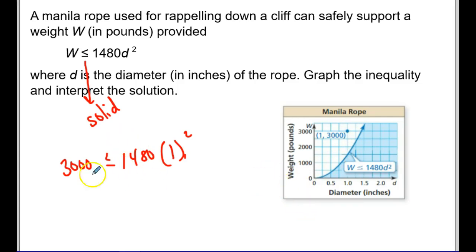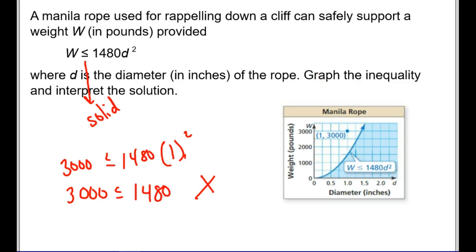Okay, so when I simplify this, I end up with 3,000 is less than or equal to 1480. This is not a true statement, right? Because 3,000 is greater than that. So I know I shade on the part that does not include this point. Since this point that I picked was inside the parabola, I'm going to shade outside of this point. So that's really another way I can graph these things.